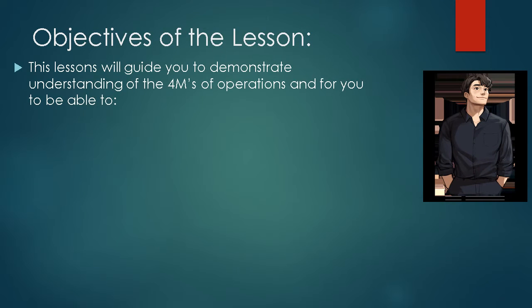Our video lessons in entrepreneurship is under Module 6 and it's all about the 4Ms of production and business model. Let us describe the objectives of the lesson. This lesson will guide you to demonstrate understanding of the 4Ms of operations and for you to be able to: 1. Describe the 4Ms, manpower, method, machine, materials, of operations in relation to the business opportunity. 2. Develop a product description. 3. Create a prototype of the product. 4. Test the product prototype.